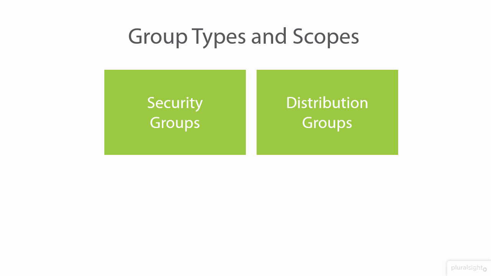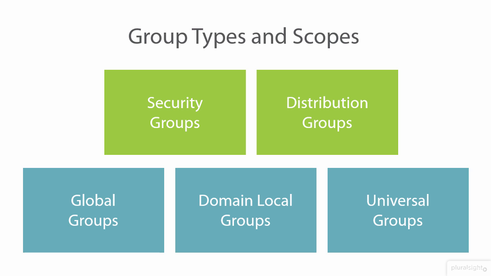This differentiation is very simple. So anytime you're dealing with security, you deal with security groups. And anytime you're dealing with email and Microsoft Exchange generally, you're going to deal with distribution groups. Now, when it comes to scopes, this is where things get a little bit more challenging because the scopes can be a little confusing when you first start out.